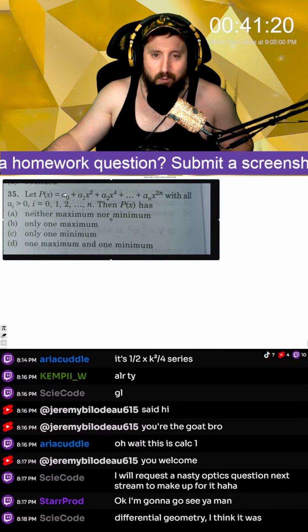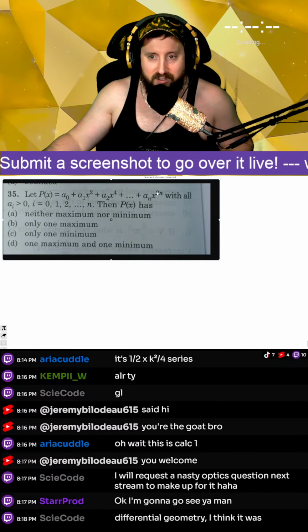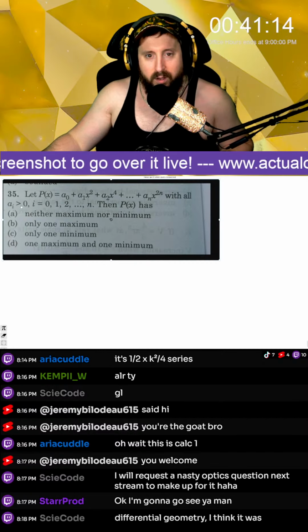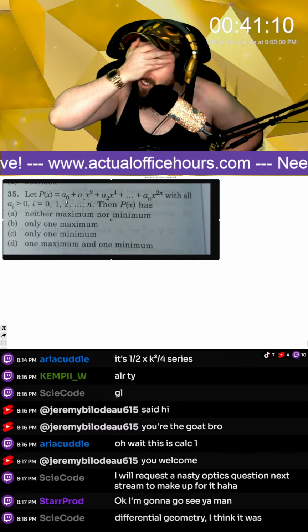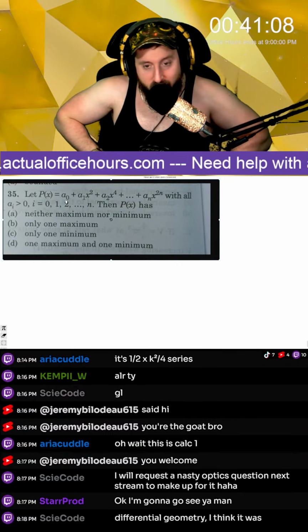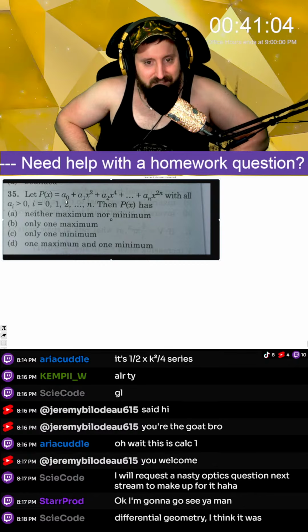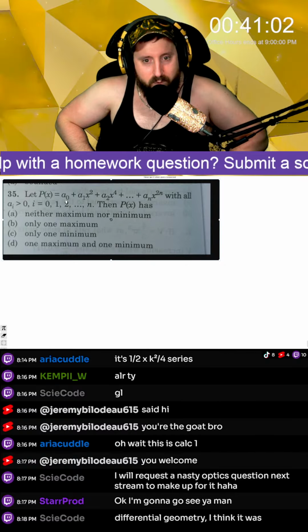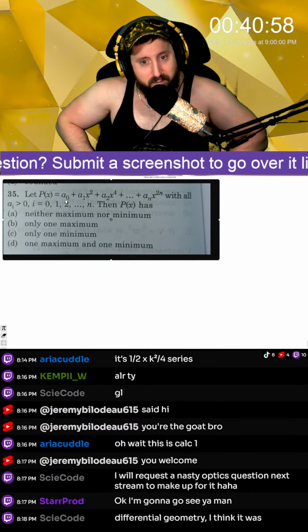Okay. Let P of x equal a naught plus a1 x squared plus a2 x to the fourth plus a sub n x to the 2n, with all coefficients greater than 0. The P of x has neither a maximum nor a minimum. Only one maximum, only one minimum. Only one maximum and one minimum.